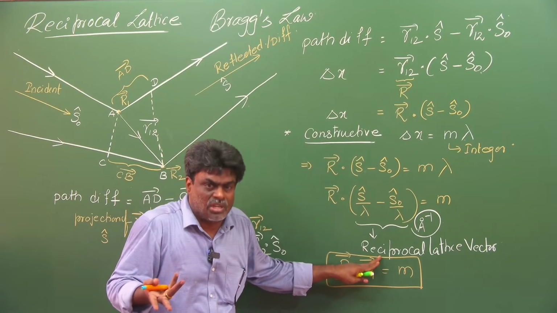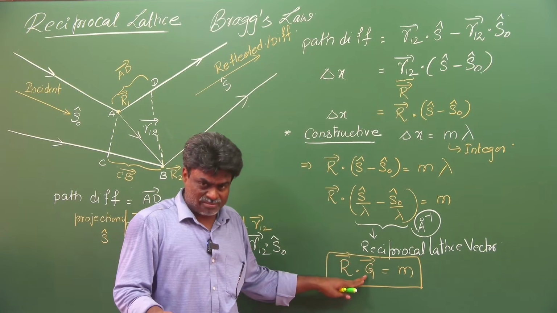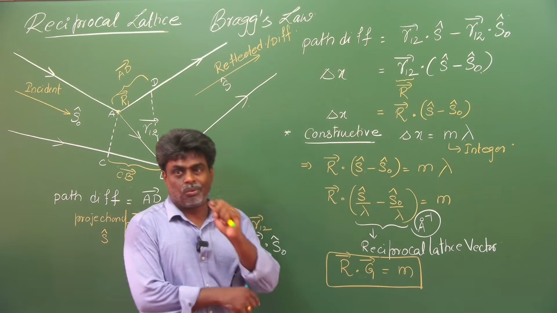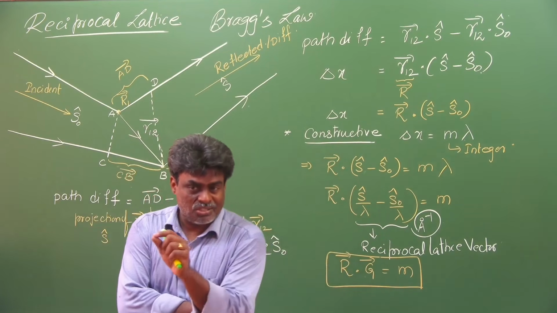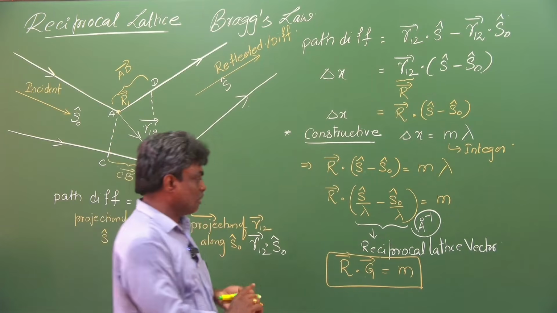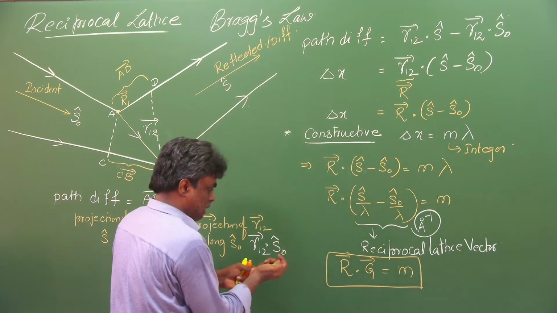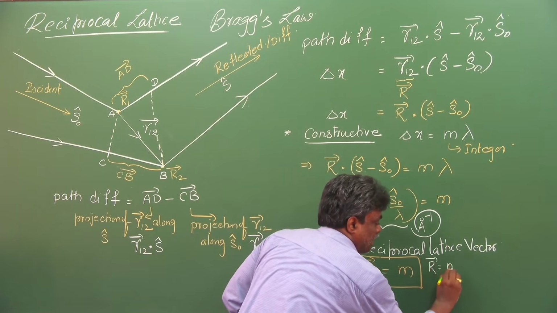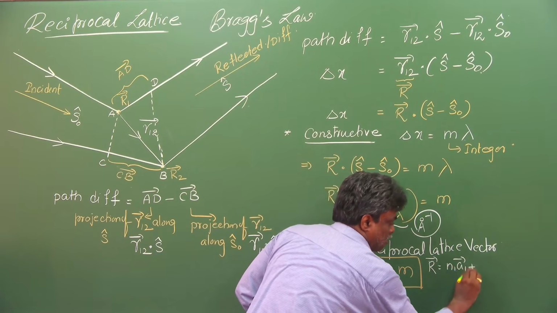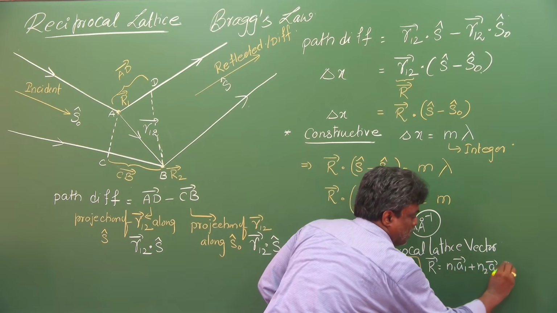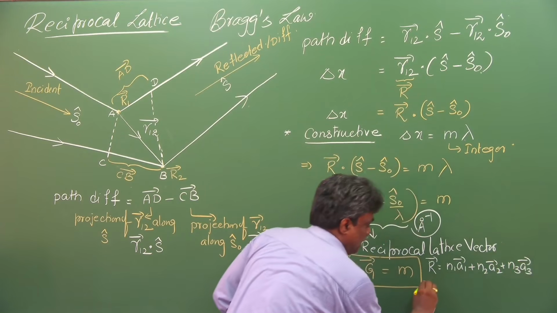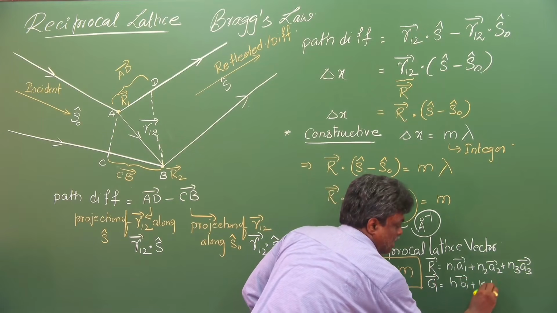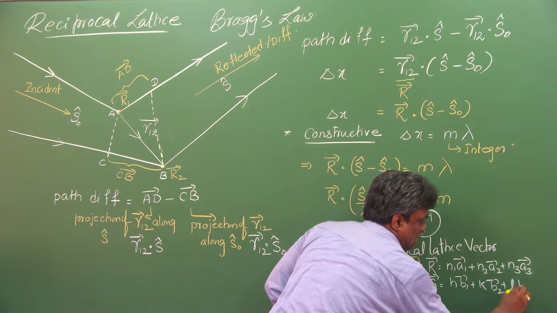I am defining a more general reciprocal vector, G bar, that is equal to m. The dot product of R bar and G bar should be equal to an integer. So what is the meaning of this? I will explain. Just we have done mathematics only. Everybody knows what R bar is: n1 a1 bar plus n2 a2 bar plus n3 a3 bar. Everybody knows what the G bar already defined is: h b1 bar plus k b2 bar plus l b3 bar.